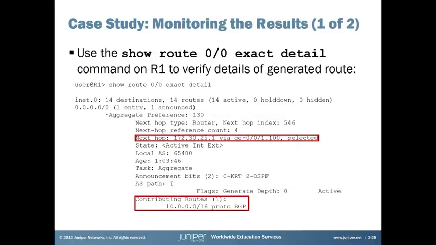All right. And this is the show route exact details. So we're showing our default route, and it comes up as, actually it shows as an aggregate, but we have this contributing route here, which is in fact the policy that we're evaluating here, 10.0.0.0/16 protocol BGP. So that's our contributing route.